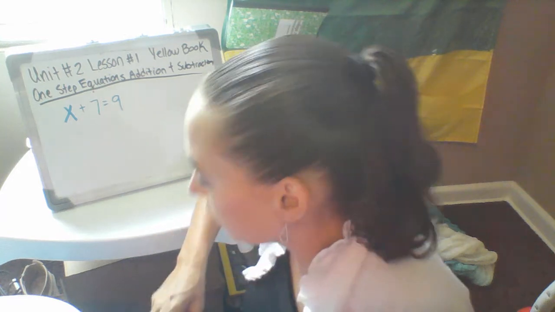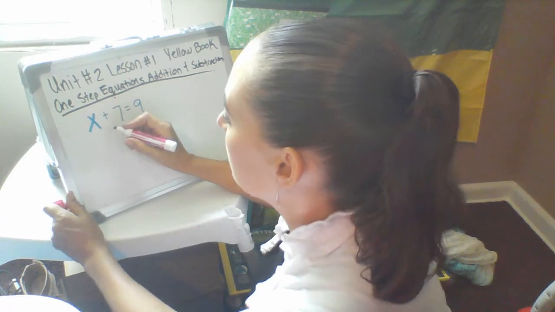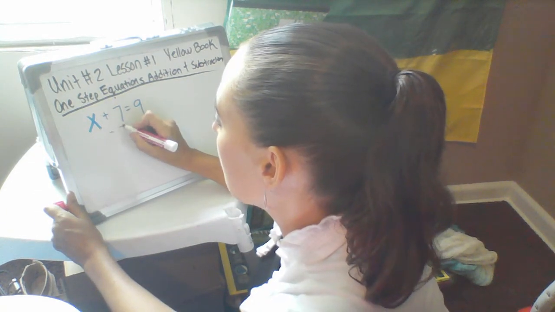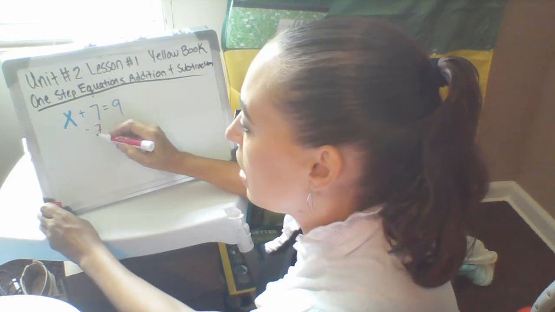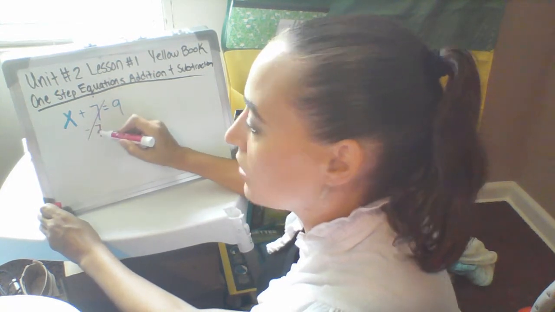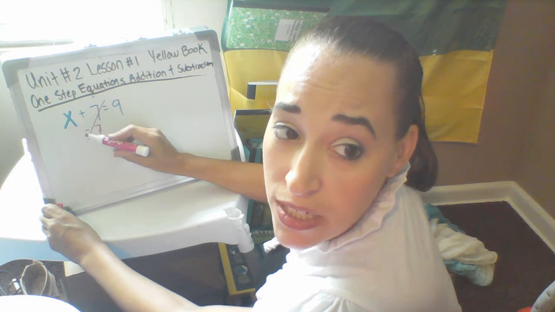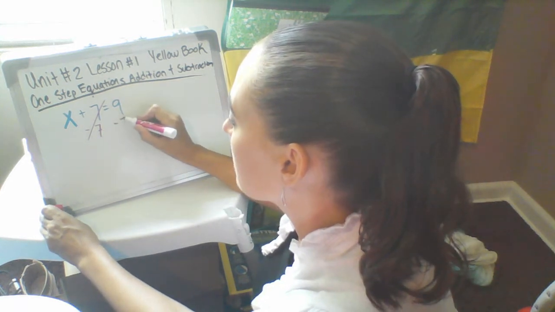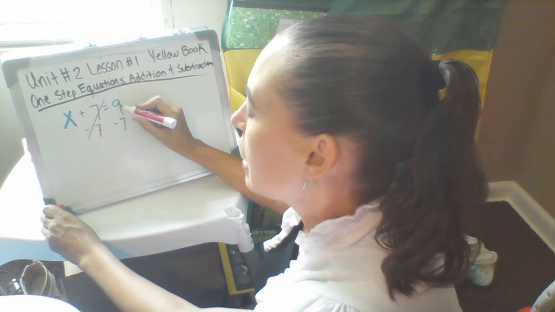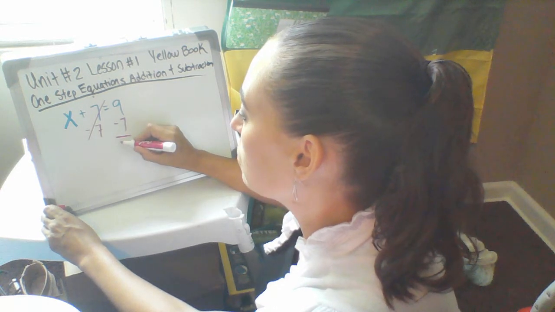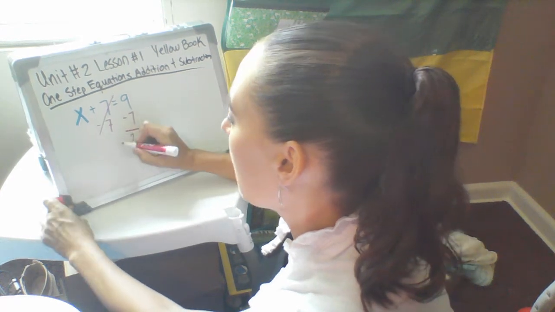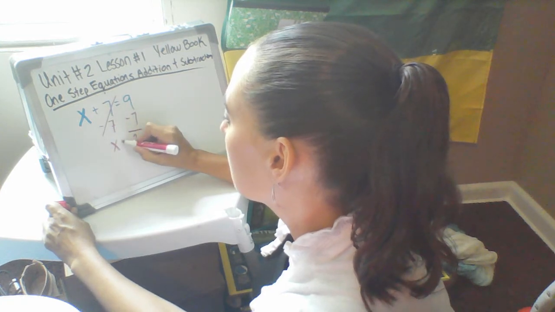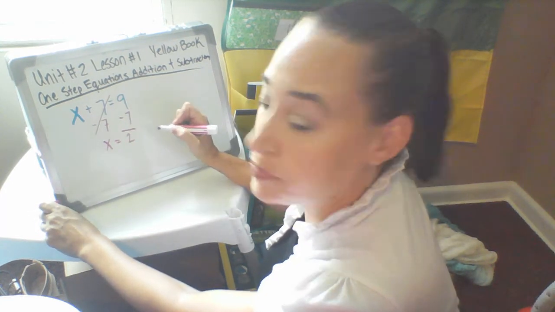So I will get rid of the positive 7 by subtracting 7 because 7 minus 7 gives me 0 on this side. Again, you want to isolate your variable. I just want the x on that side. So I'm going to subtract the 7 on this side as well. 9 minus 7 gives me 2. So now I have x equals 2.